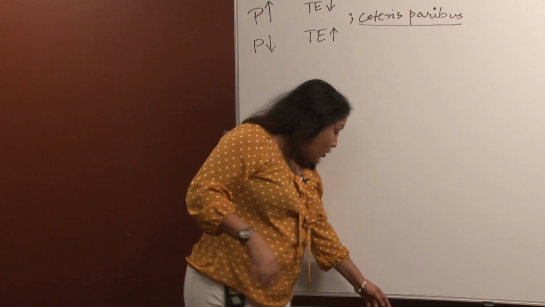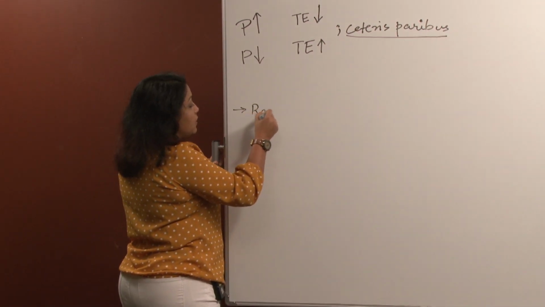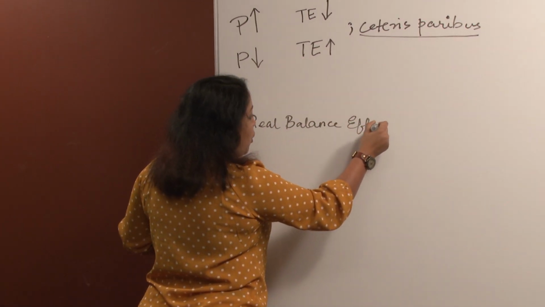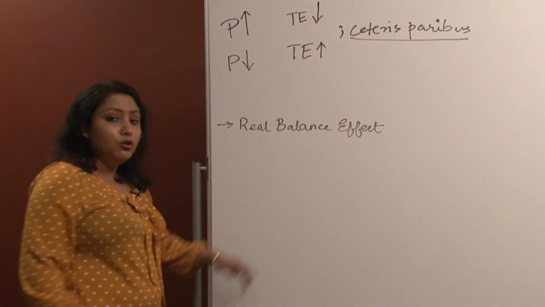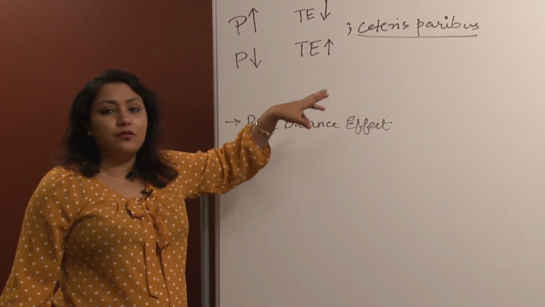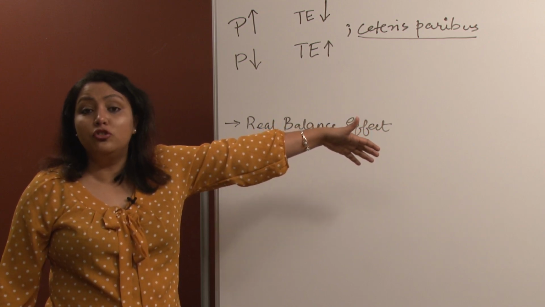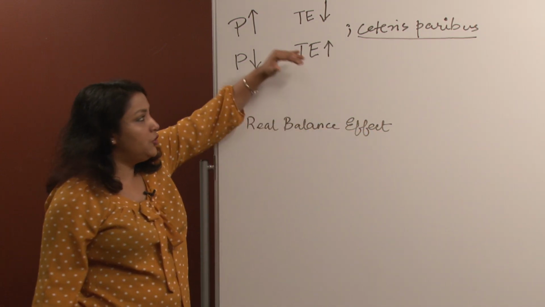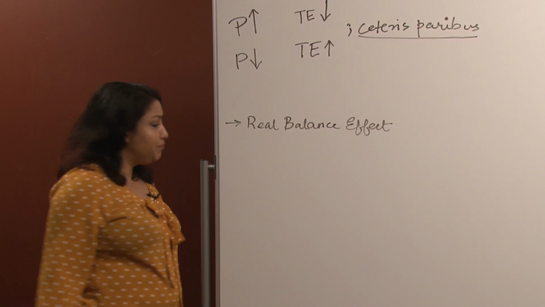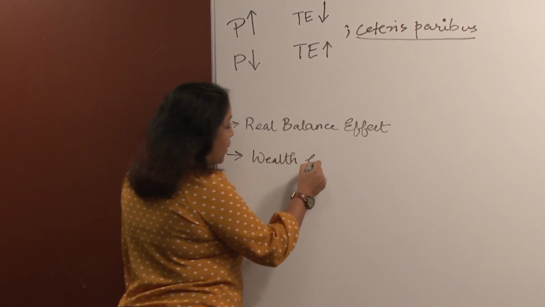Now, what we just discussed is also called the real balance effect. So the real balance effect is the effect on the purchasing power of money due to inflation or deflation, and hence an effect on the total basket of goods and services that you can buy, which further leads to an impact on the real GDP, right? So the first explanation for this inverse relationship is the real balance effect, okay? The second explanation for this inverse relationship is the wealth effect.